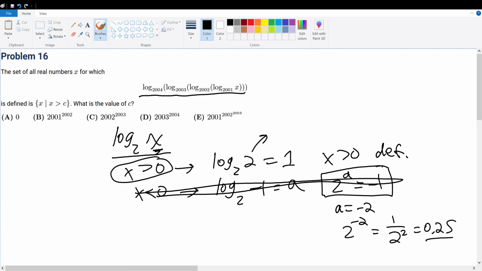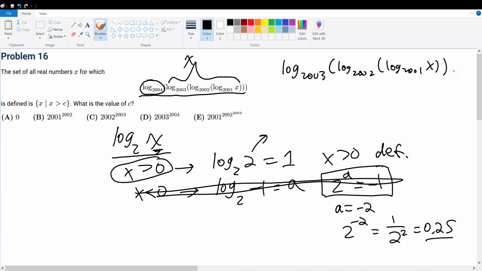Similarly, we can argue that log base 2004 is the outer function. This entire quantity is the inner function that is representative of x. So that means the inner quantity of log base 2003 of log base 2002 of log base 2001 of x must be greater than 0, because we derived it from a simple example. And a simple example must hold even for a large example.